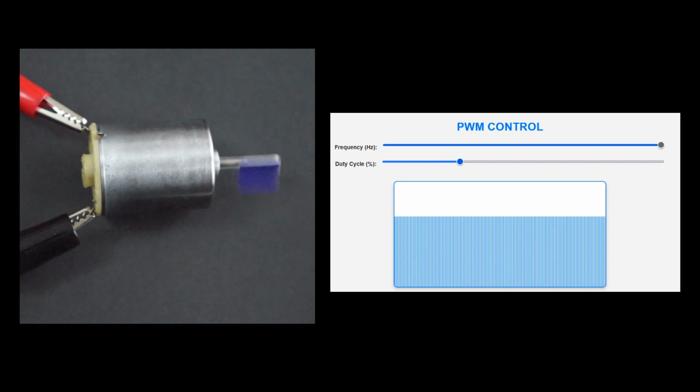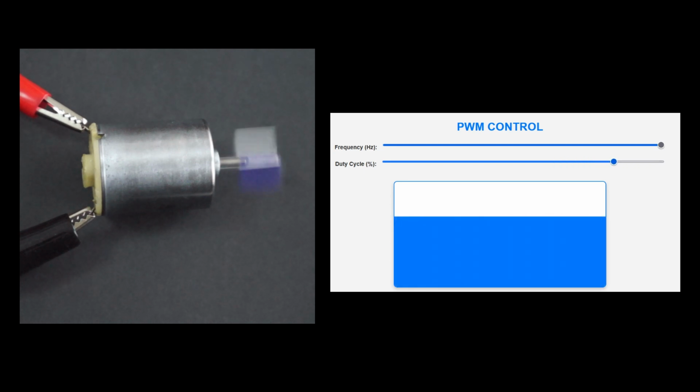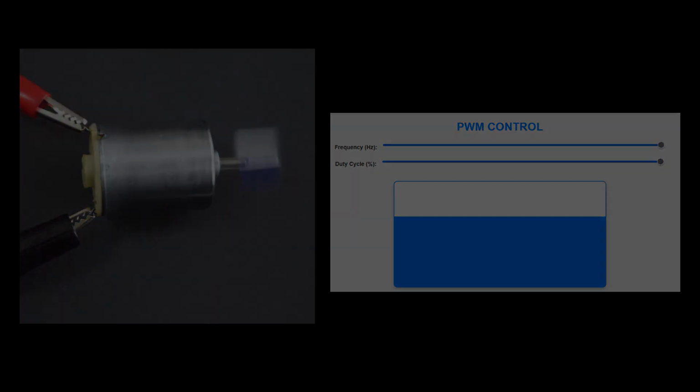Let's look at another example, a DC motor. At low duty cycles, the motor runs slowly because it's only receiving power in short bursts. As the duty cycle increases, the motor speeds up, showing how PWM can control motor speed by adjusting the average power delivered. Using PWM at higher frequencies results in smoother motor operation and less wear on the components.